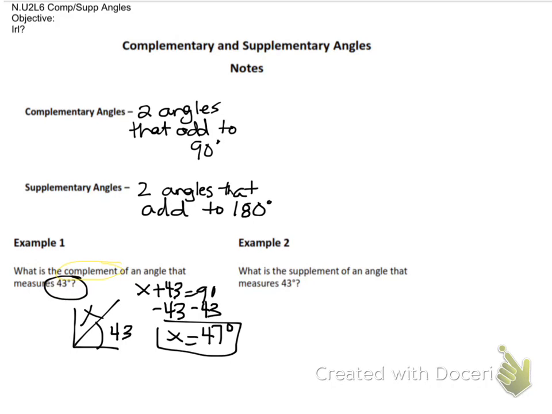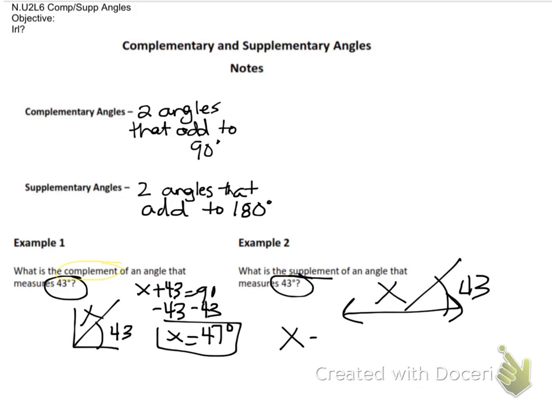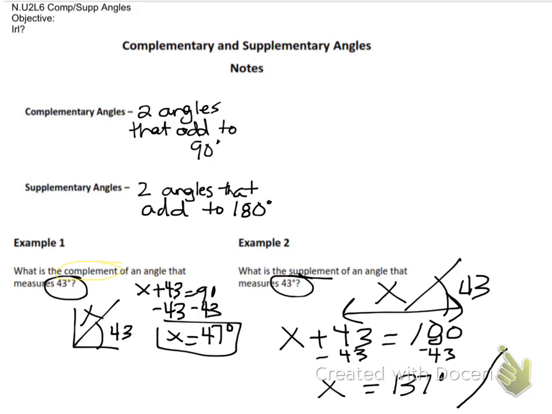Another example is what if you were looking for the supplement of an angle that measures 43? Remember, supplement means 180 degrees. So we know that this one is 43 degrees, and our goal is to find the other one. So again, set up that equation where you've got x plus 43 equals 180. And then what we'll do is subtract 43. So x equals 137 degrees. So again, the complement angle is with 90, and the supplement angle is with 180.